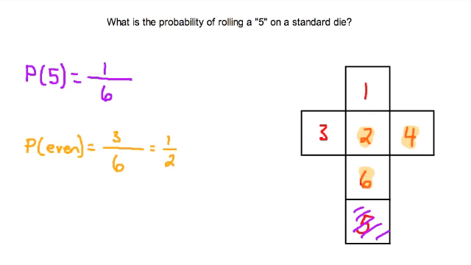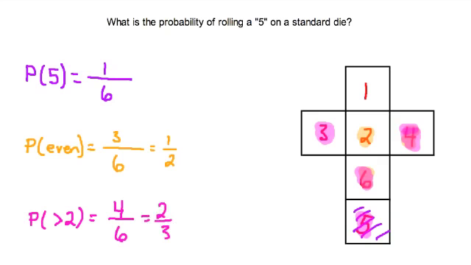Let's look at another one here. Let's look at the probability of getting a number that is, let's say, greater than 2. Same thing here, we'll take a look, and we've got 6 total outcomes. So how many of those outcomes result in a value greater than 2? Well, 3 is greater than 2, 2 is not, 4 is, 6 is, and 5 is. So we've got 4 values that are greater than 2. That leads us to 4 out of 6, or 2 out of 3.